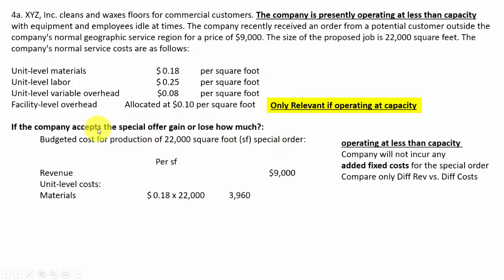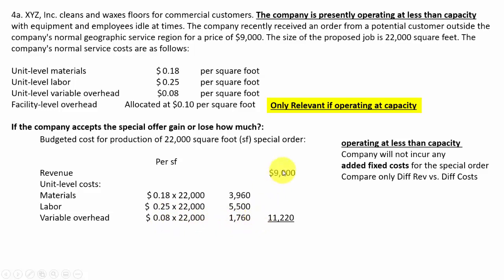You'd have revenue of $9,000. You would have materials, and materials are 18 cents per square foot. If this job is 22,000 square feet, then the materials used for this job would be 18 cents times 22,000, or $3,960. The labor, another direct labor variable cost, will be 25 cents per square foot times 22,000 square feet, or $5,500. And the variable overhead would be another 8 cents times 22,000, or $1,760.